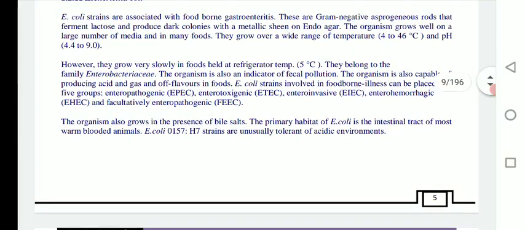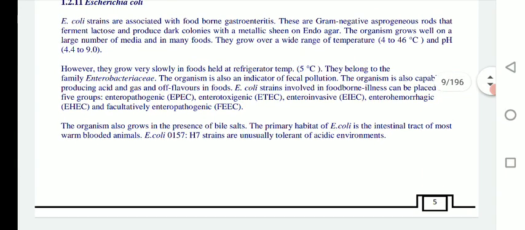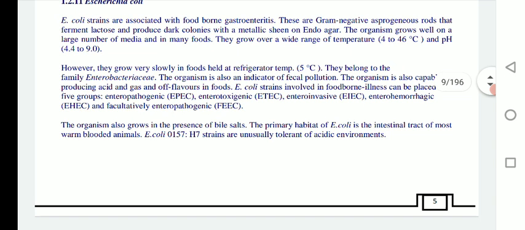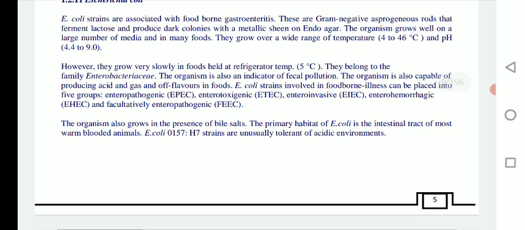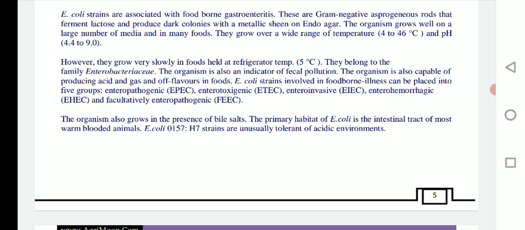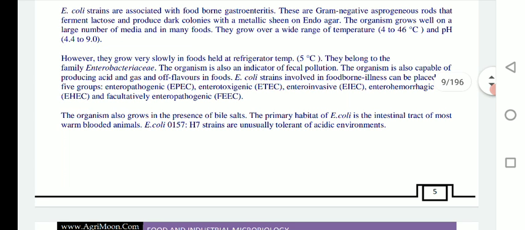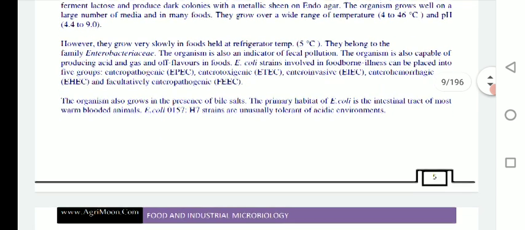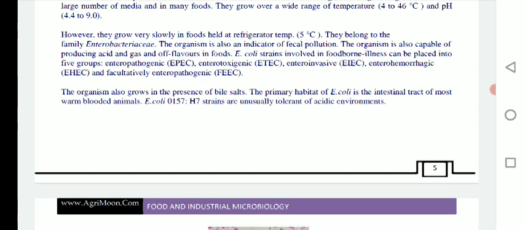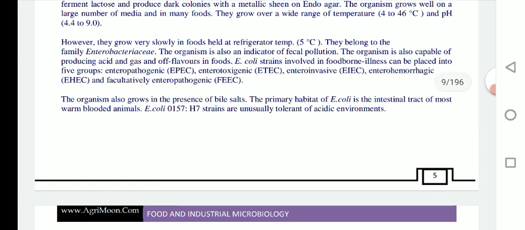These bacteria of the Enterobacteriaceae family are popularly known as coliform bacteria because they cause fecal infection. The organism is also capable of producing acid and gas and off-flavors in foods. E. coli strains involved in foodborne illness can be placed into 5 groups: enteropathogenic, enterotoxigenic, enteroinvasive, enterohemorrhagic, and facultatively enteropathogenic. All these cause foodborne infection, and these are important food pathogens.